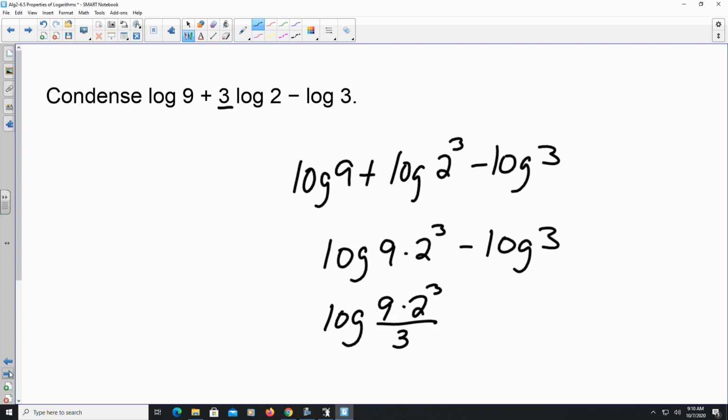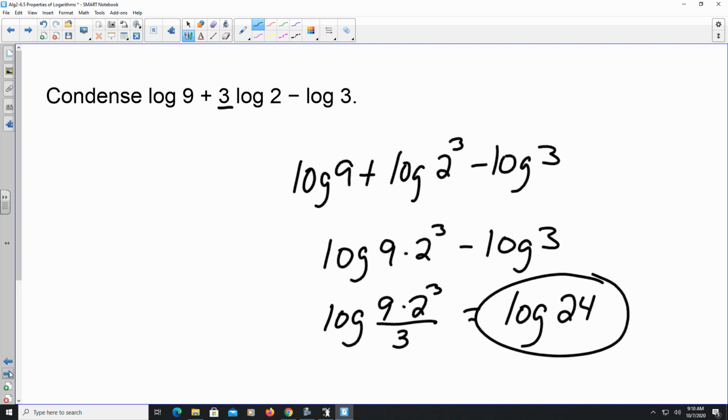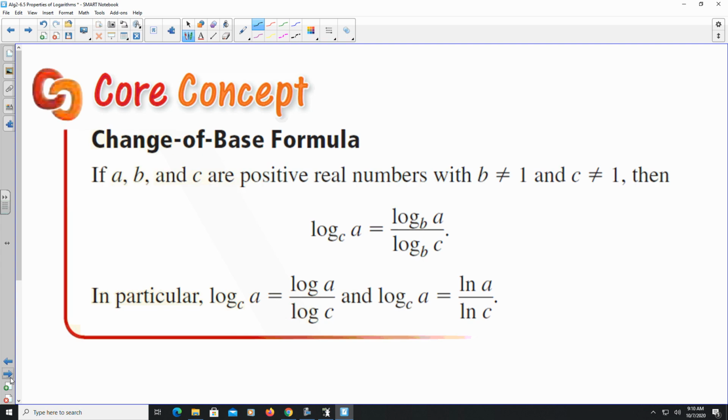In this particular example, they're all numbers, so let's evaluate and simplify. Here, 2 to the third is 8. 8 times 9 is what, 72? 72 divided by 3 is 24. So this comes out, as a condensed value, to the log of 24.